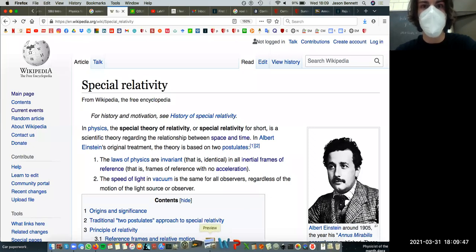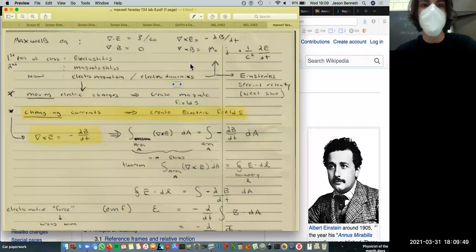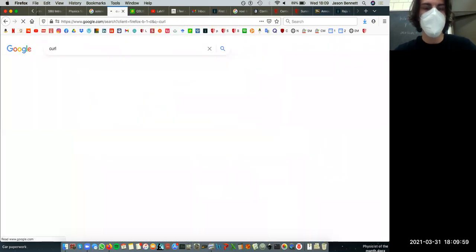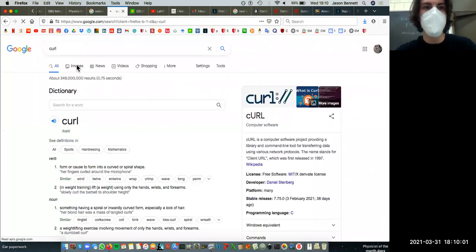In particular, let's just focus on one of these equations. When you see this triangle here, that's a spatial derivative. So this is a curl. If I were to write out what a curl looks like, it would be the derivative over all the spatial components.